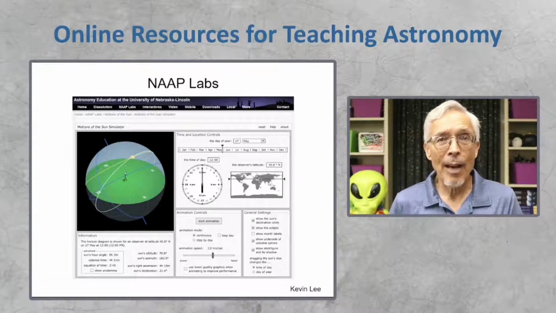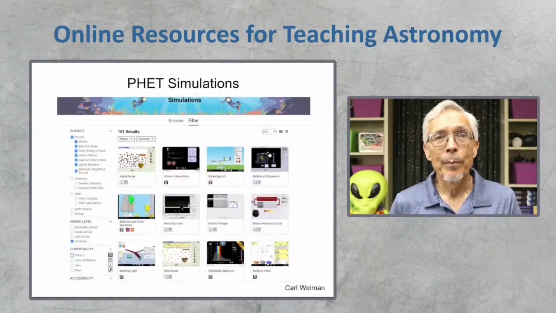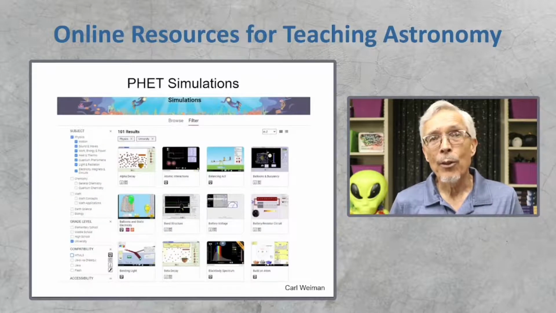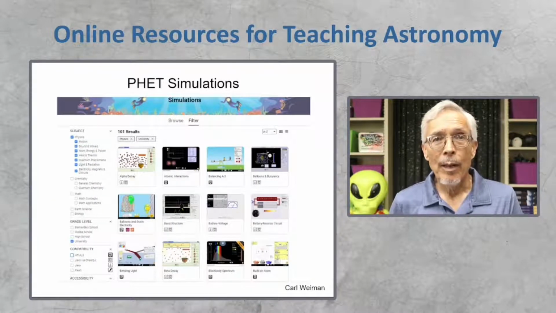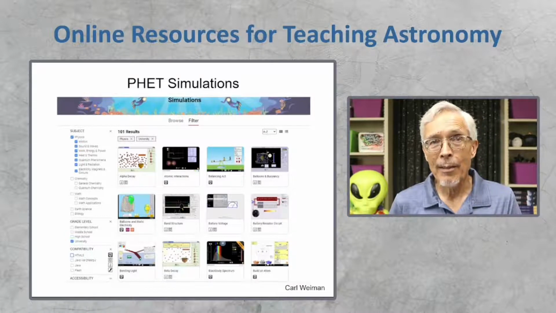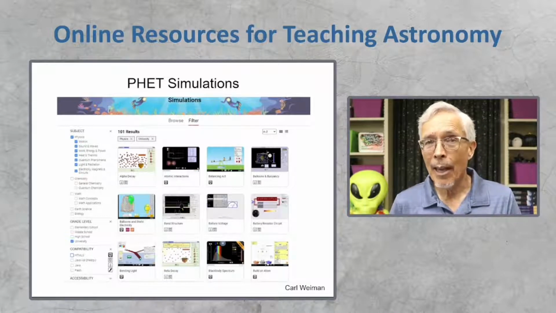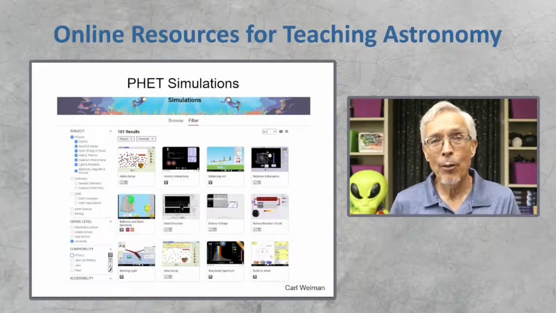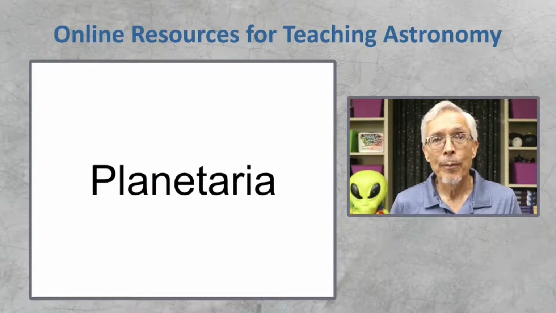Originally written as Java apps, now they're also available for use on the web. And then there are some physics simulations out of the University of Colorado. They're also very high quality. Of course, there are many basic physics topics that occur in an astronomy class. And these simulations, again, are validated by research using thousands of undergraduates at the University of Colorado.